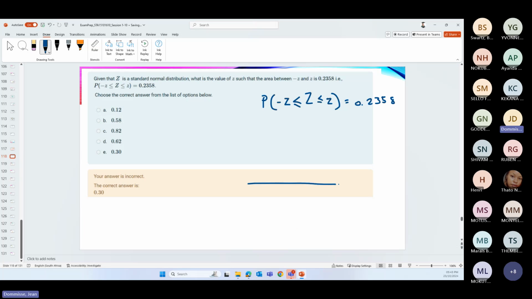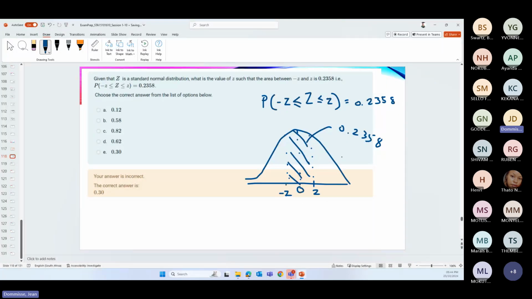Okay, so this is an interesting one. So let's quickly check. Basically what we're asking is, that is Z0. We've got a Z here, and we've got a minus Z here. The area between these two Z's is 0.2358. So basically we want to know what is that Z value.